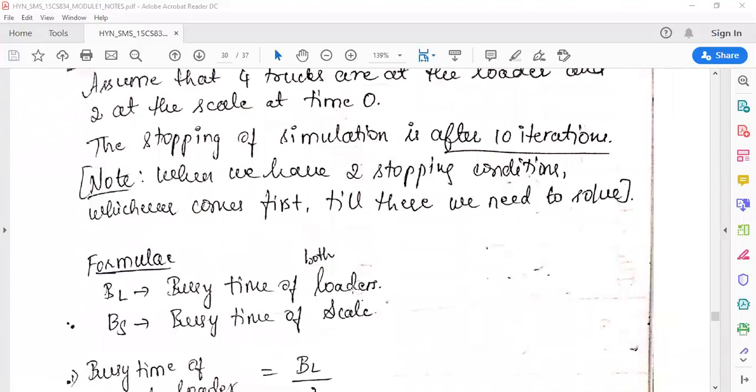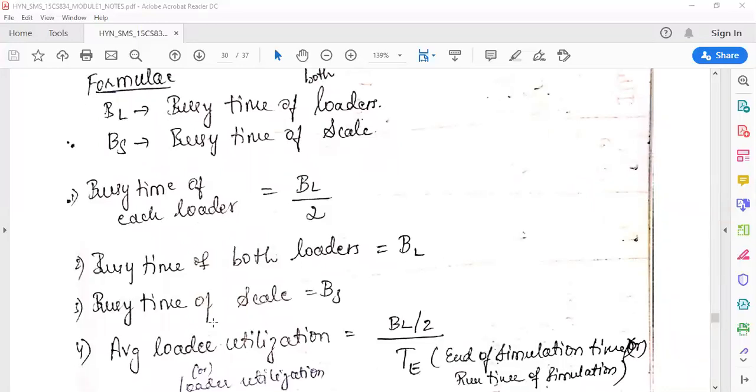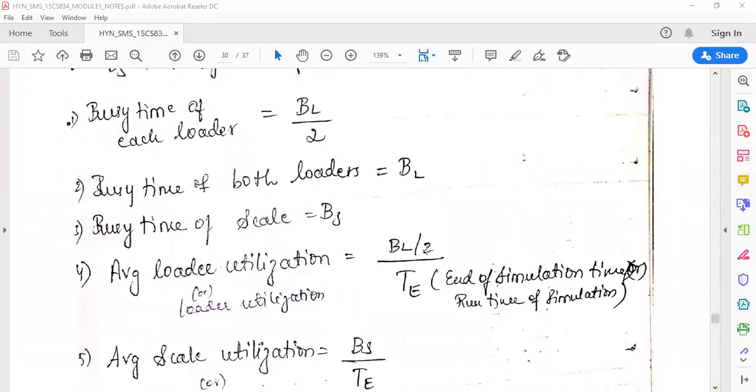In my dump truck problem, what do we have to find? We have to find the busy time of the loader and the busy time of the scale. The busy time of the loader is given by BL and the busy time of the scale is given by BS. BL will have the busy time of both the loaders. If they ask you to find the busy time of each loader, then you take BL divided by 2. The average loader utilization will be equal to (BL divided by 2) divided by TE.